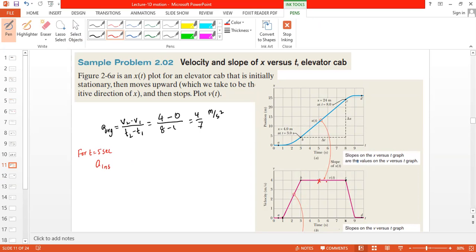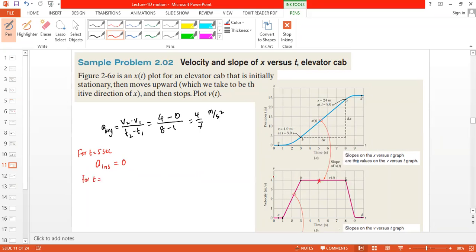Hello? Yes, sir. Okay. So at 5 seconds, you see here, the curve is a horizontal line. And the slope of a horizontal line is what? 0. It's 0. Right?